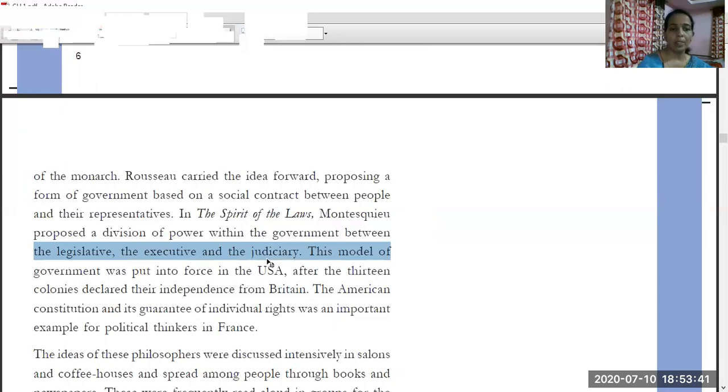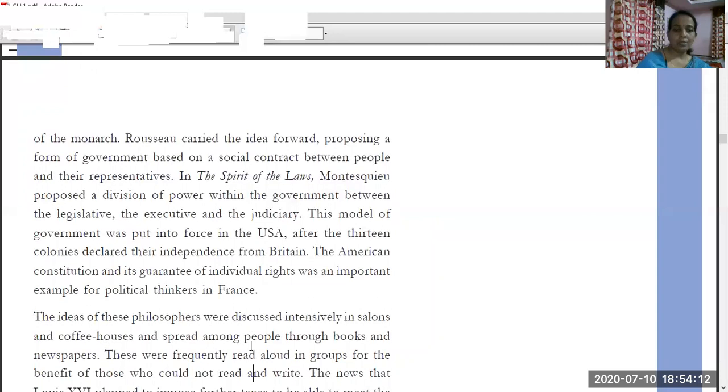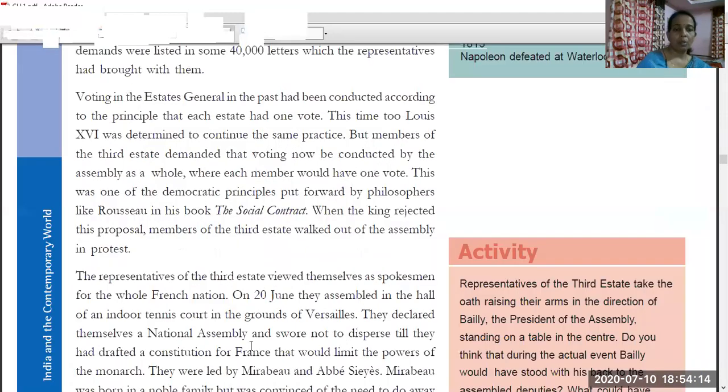This model of government was already followed in the USA. The USA was formed with the freedom of 13 colonies. The 13 colonies which fought with Britain, who took help of France, later on became the USA. After the 13 colonies declared independence from Britain, the American Constitution and its guarantees of individual rights was an important example for the political thinkers in France. These ideas were discussed throughout France.